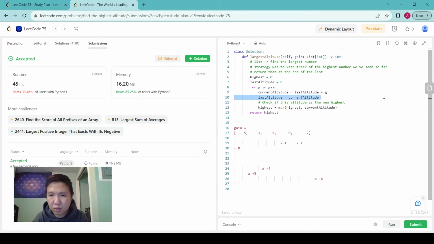Now, why is this line important? What happens if we take this out? Current altitude equals last altitude plus G. If we take this out, then last altitude will always remain at 0. When you want to calculate the altitude of this x here, you need to take minus 5 plus the gain, which is 1. You can't take 0 plus gain. If you do that, then the point at index 2 will end up here, which is not what you want.